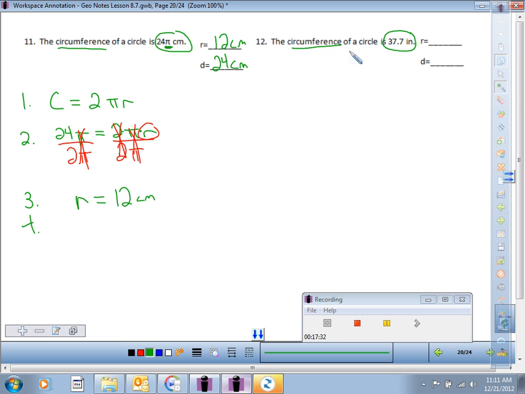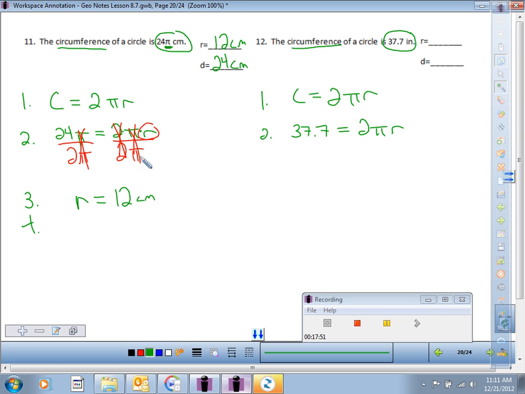So again, the circumference of a circle is 37.7 inches. So let's go ahead and write the formula down. Circumference equals 2 pi r. Let's throw in the circumference. The circumference is 37.7. Now notice, no pi. There's no pi there, so you can't make up a pi there. Equals 2 pi r. Now, here's something on a problem like this.